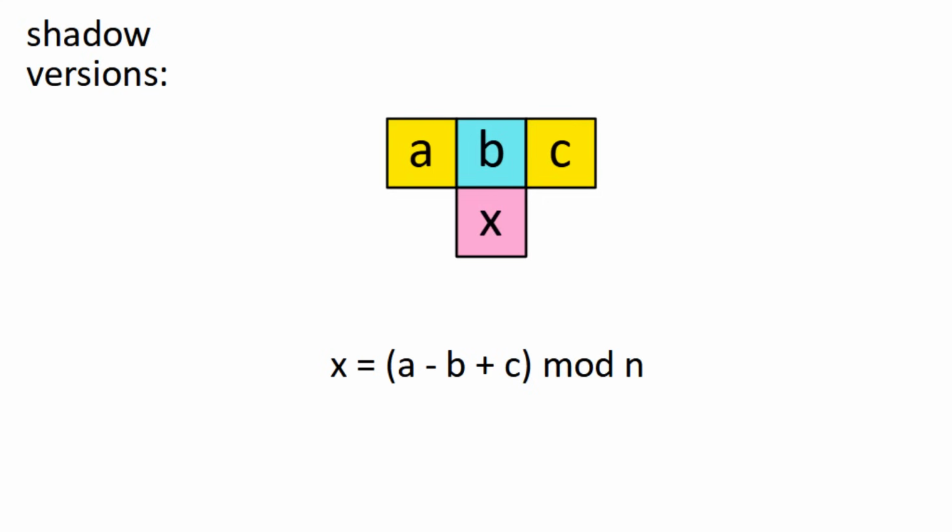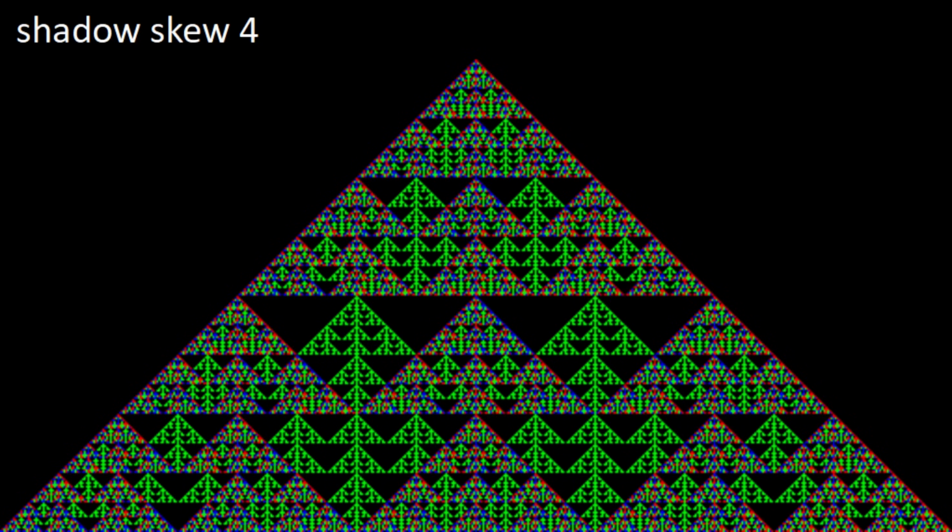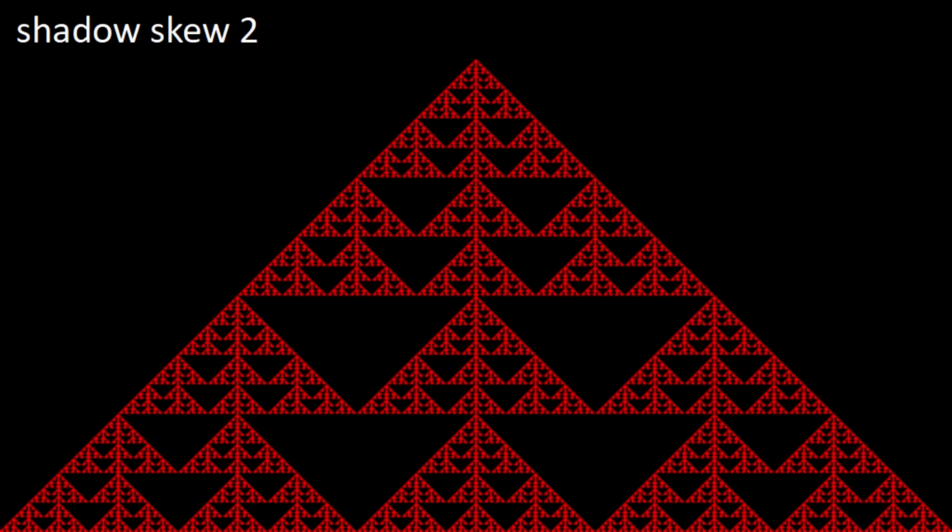But now let's go back to the subtracting idea for a bit, which gave us the shadow versions. What if we add the ones on the left and in the middle, but subtract the one on the right? Does it make another skewed triangle? Actually, no, it doesn't. Instead, it's barely different than the originals. Or at least that's what I thought, because the first ones I tried were shadow skew 4 and 2.